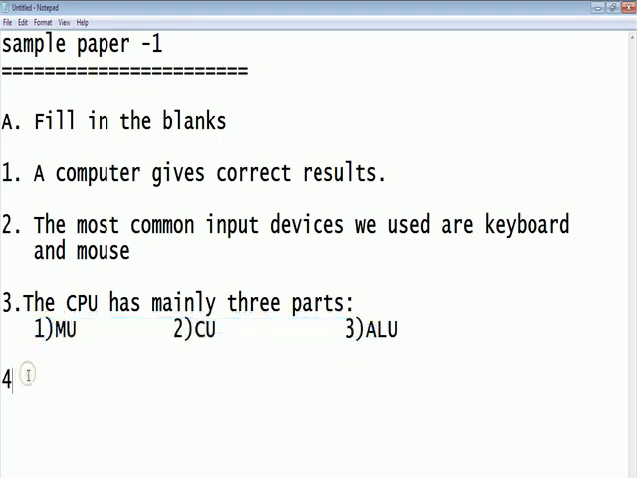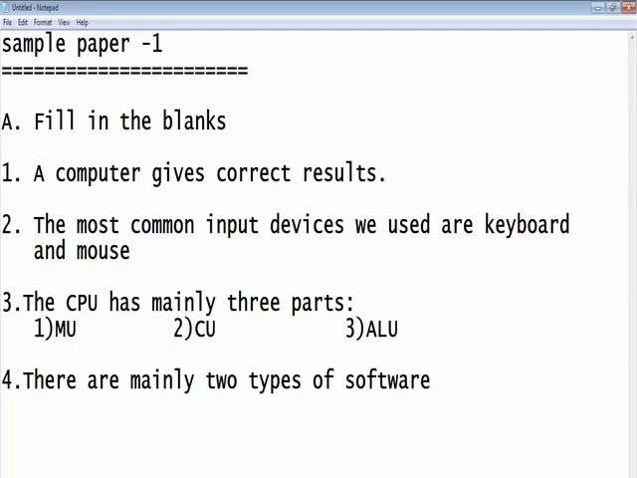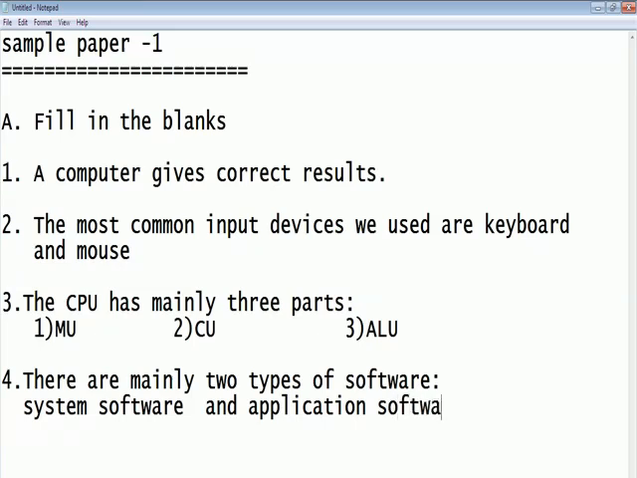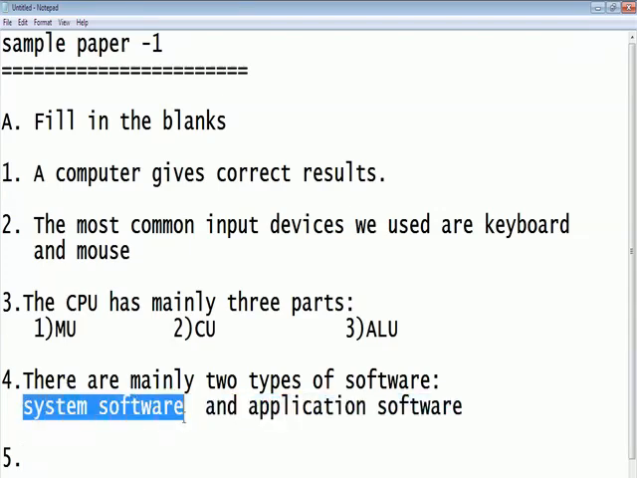Now the fourth question. There are mainly two types of software. So first one is system software. And second one is application software. So this one is the fourth question. The answer for the fourth one is system software and application software.